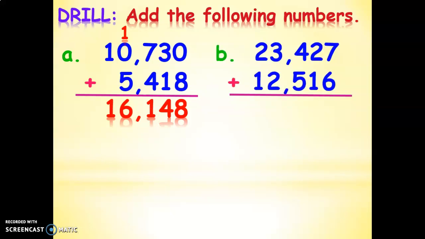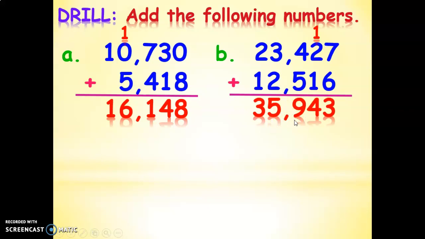For letter B, the correct answer is 35,943. 7 plus 6 equals 13. 3 here and carry 1 on top of the next column. You have 1 plus 2 plus 1 equals 4. 4 plus 5 is 9. 3 plus 2 is 5. And 2 plus 1 is 3. Again, ones, tens, hundreds, and then place your comma before thousands place.